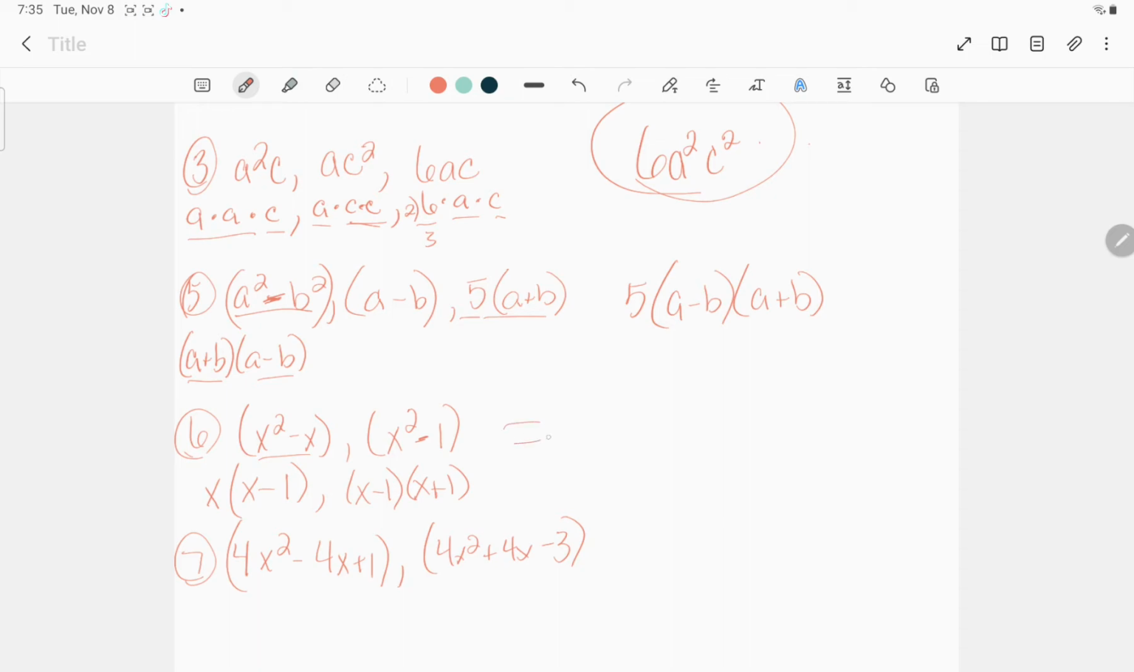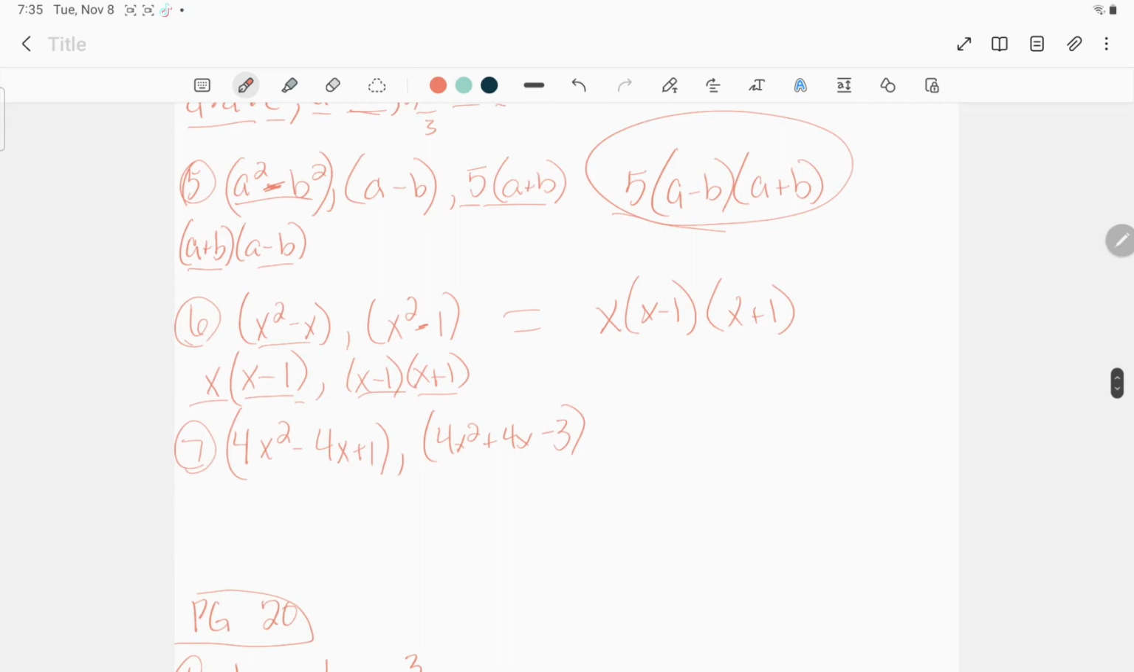So I'm going to write them down. Every time the term shows up, I'm going to write the maximum amount that it does. So I have an x right there, shows up 1 time, I'm going to write it 1 time. I have x minus 1, that one has an x minus 1, so x minus 1. And then x plus 1. Those show up 1 time in each.